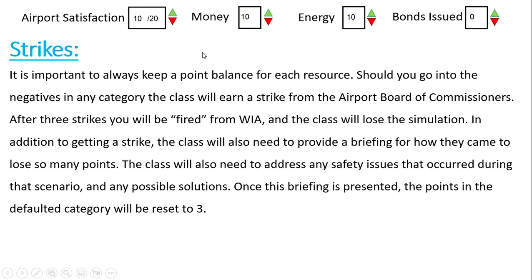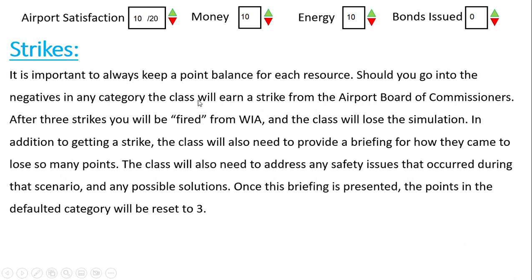So, strikes. It is important to always keep a point balance for each resource. Should you go into negatives in any category, except for bonds issued, the class will earn a strike from the Airport Board of Commissioners. After 3 strikes, you'll be effectively fired from Wilson International Airport, and the class will lose the simulation.